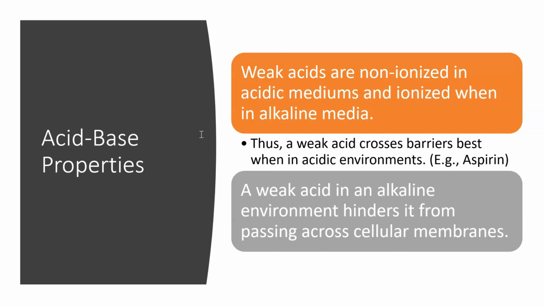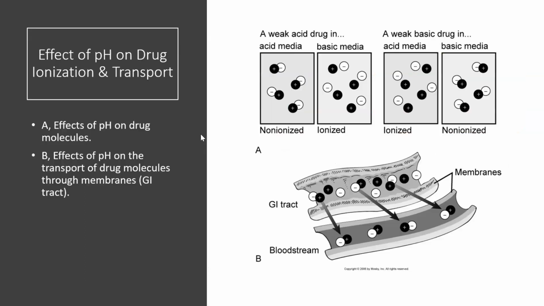Weak acids are non-ionized in acidic mediums and ionized in alkaline media. Thus, a weak acid crosses barriers best when in an acidic environment, such as aspirin. A weak acid in an alkaline environment is hindered from passing across cellular membranes.